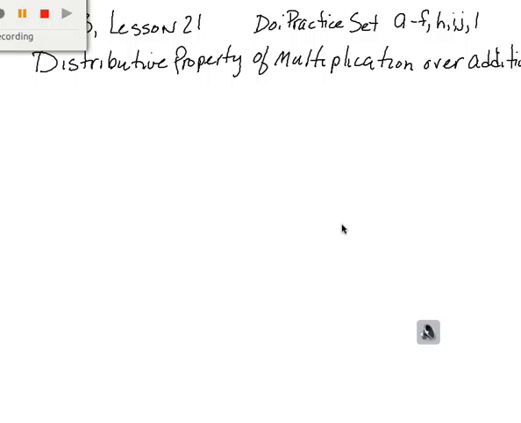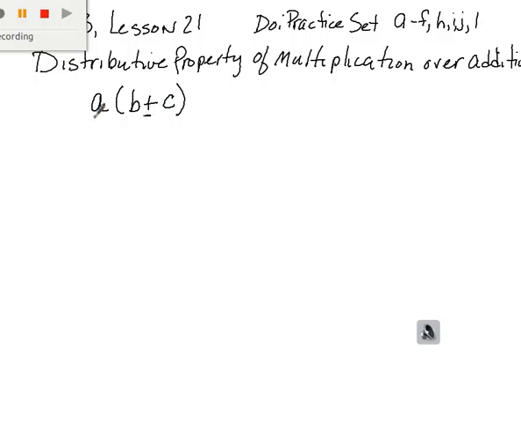Okay, today we are going to do lesson 1 on the distributive property of multiplication over addition and also on order of operations. We're going to start with the distributive property of multiplication over addition. When you see it algebraically, it is going to say A times (B plus C). We can also replace this plus sign with a minus sign.